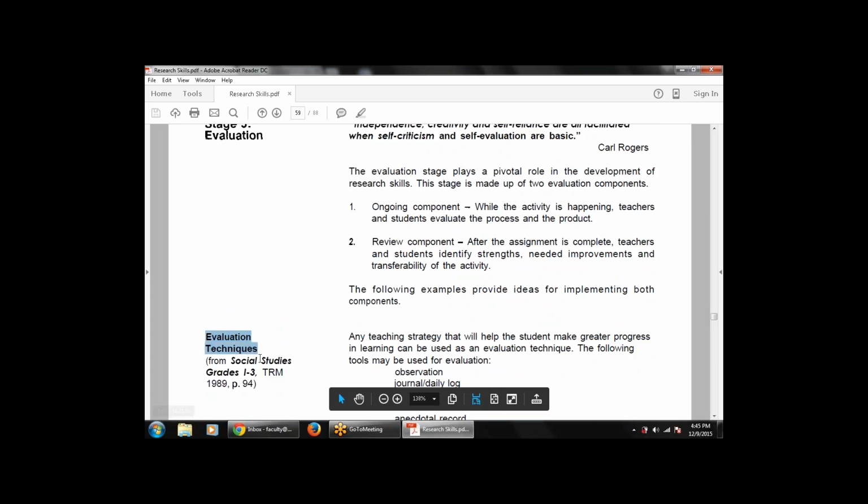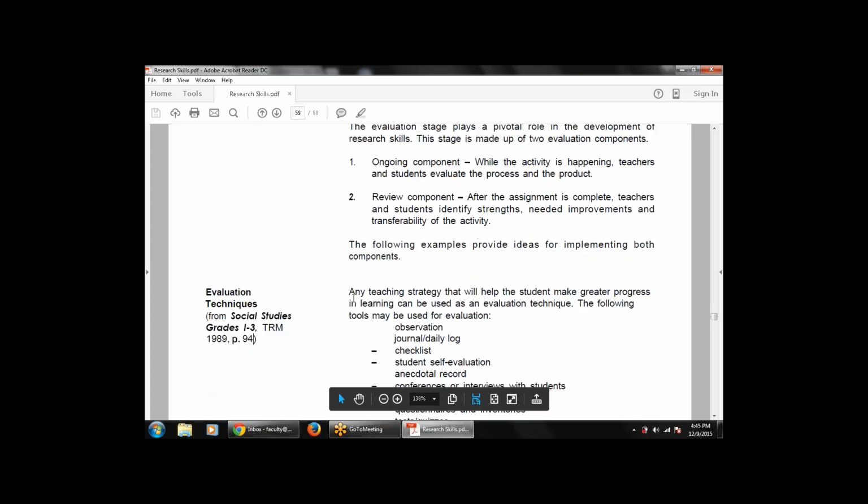This is the evaluation techniques section, from the social studies grades 1-3 TRM. Any teaching strategy that will help the student make greater progress in learning can be used as an evaluation technique. Whatever strategy you are using to make the student more progressive can be used as an evaluation method, by which we can evaluate the strategy.